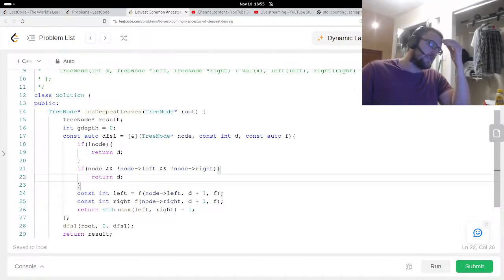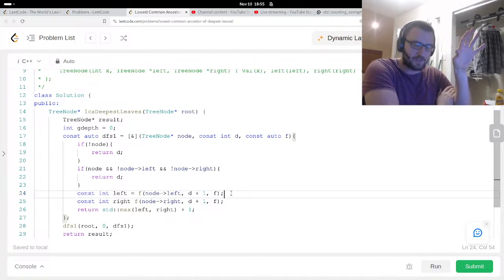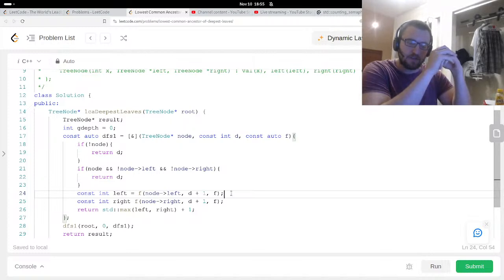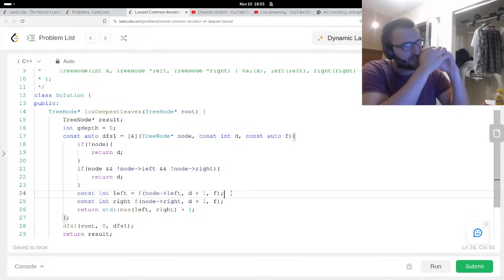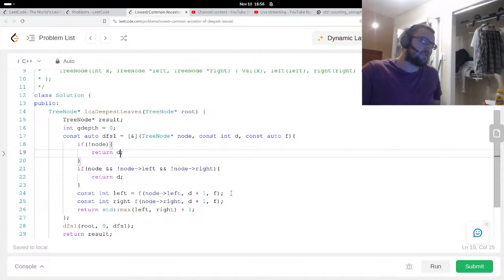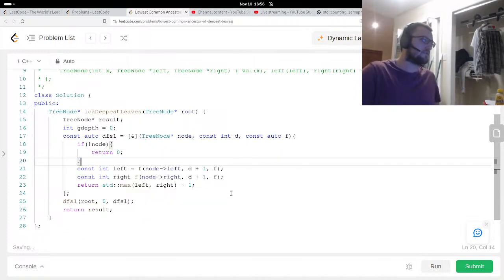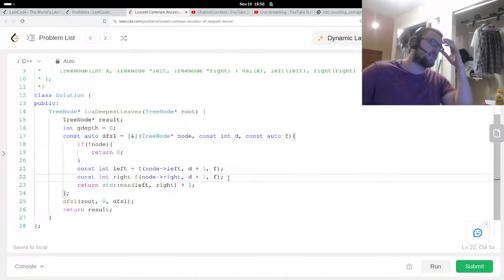Not sure if that makes sense. So the greatest depth of the left side, greatest depth of the right side, which is 1 and 1. The return value I'm going to have is 2. Okay. Interesting. This is a little bit confusing. I think I return 0 here. Yeah, this is a strange thing.